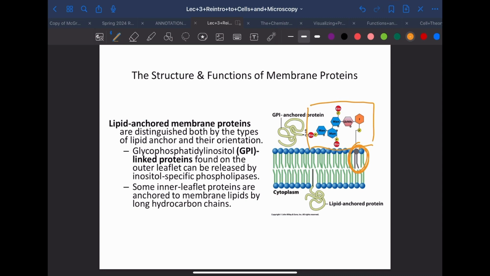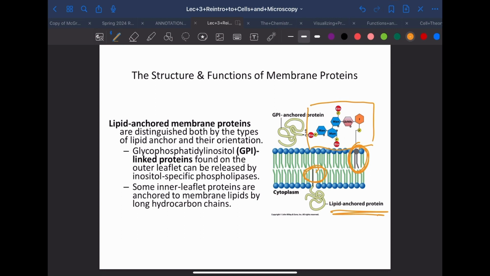The other type of lipid anchored protein is going to be this one, where it has this long hydrophobic tail to it, right? And then it's literally just barely holding on to the protein. So that's the only difference. Don't have to super complicate it. Just be aware that there's three main parts.